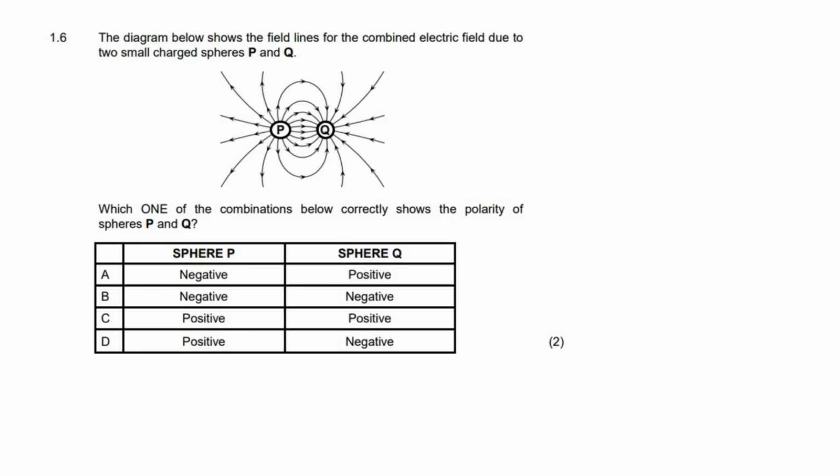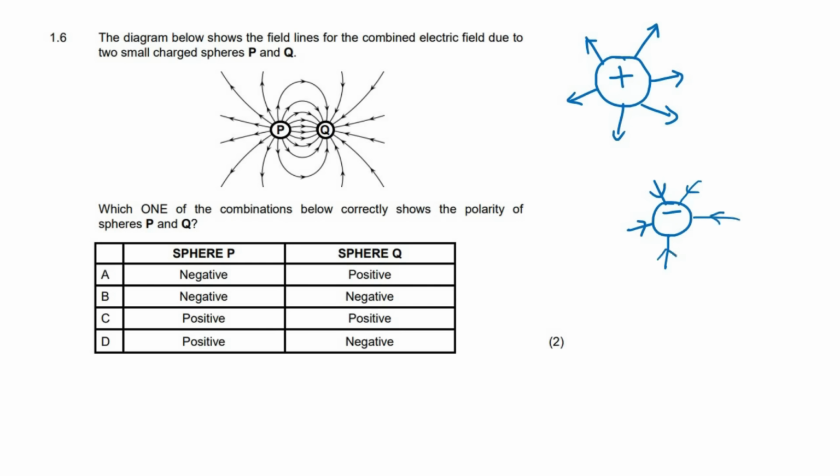The diagram below shows the field lines for the combined electric field due to two small charges, P and Q. Which one of the following combinations correctly shows the polarity? Okay, so I just need to give you guys a quick reminder. When things are positive, the lines move away. And when things are negative, then the lines move towards. That's what you need to know. So this is an easy question.